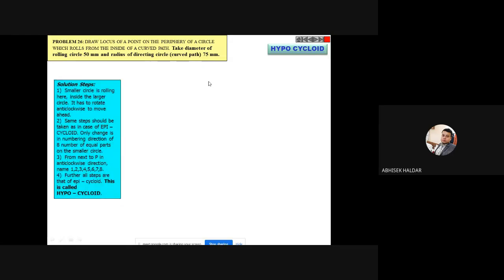Now again the same type of dimensions you can see. The diameter of the rolling circle is given, and the radius of the directing circle. That means the same dimensions are given as in the last problem. So I'm showing you the process. The method is the same. I have to start with the directing circle. You just follow me. First you have to take a point O.